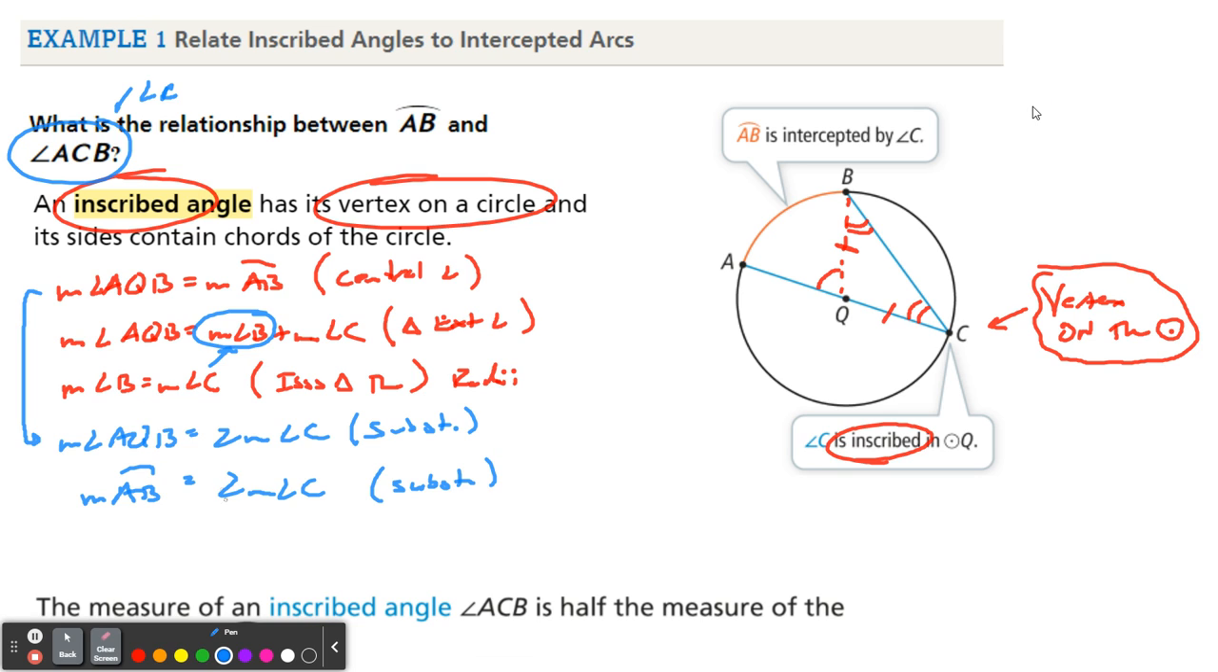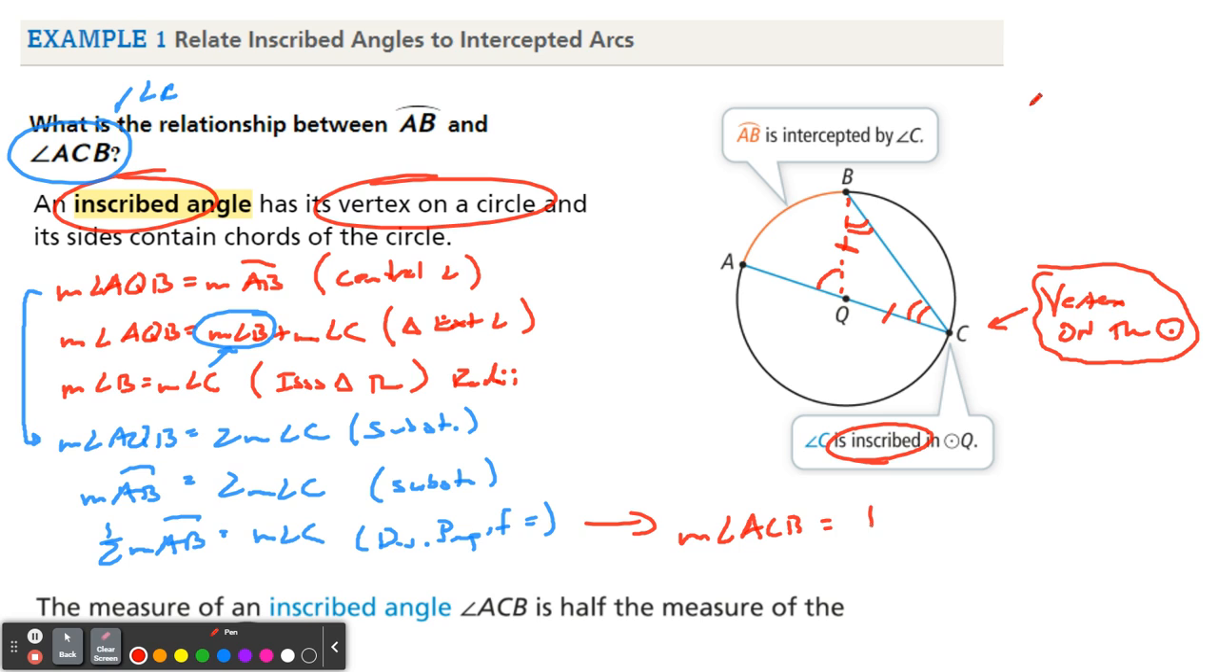And how do you get rid of this 2? You divide by 2 or multiply by 1/2. If you multiply both sides by 1/2, you get 1/2 the measure of arc AB equals the measure of angle C. And this is by the division property of equality. And there you have it, folks. We just proved that this inscribed angle, angle ACB, or angle C, is equal to half of its intercepted arc AB.